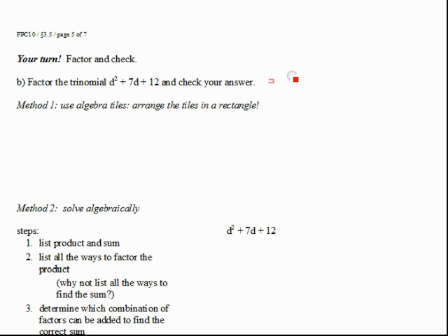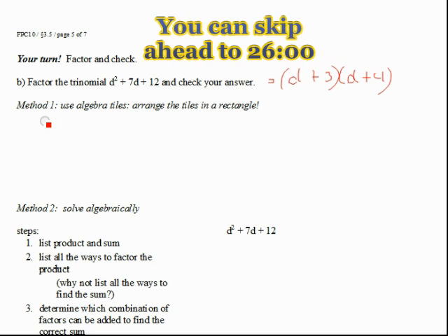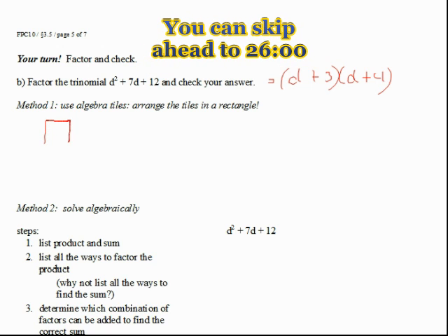Okay, the answer to this is d plus 3 times d plus 4. And of course, if you got that right, you can skip ahead. But I will show the answers for anybody who needs a little bit of help. So here's my d squared tile. And my ones is going to be 12 that goes 3 by 4 like this. And then I get 1, 2, 3 d's up here, and 1, 2, 3, 4 d's down here. So this is d plus 3, and this is d plus 4.